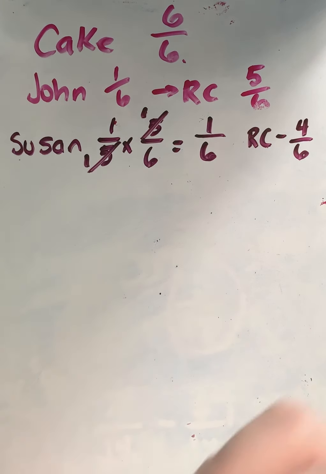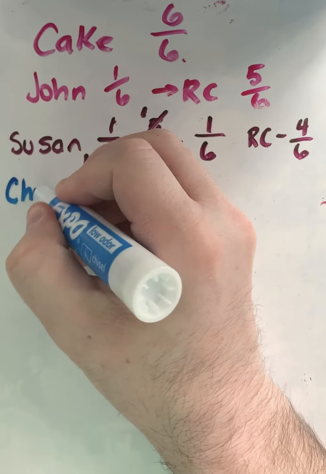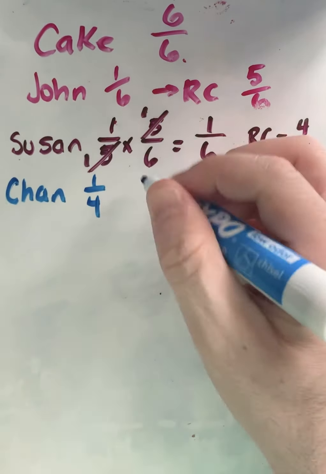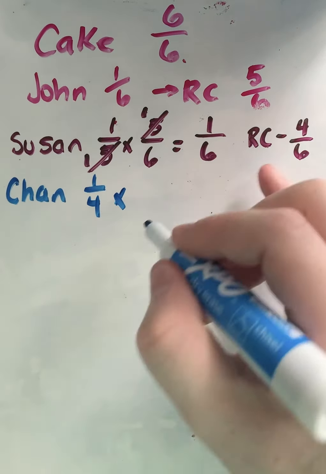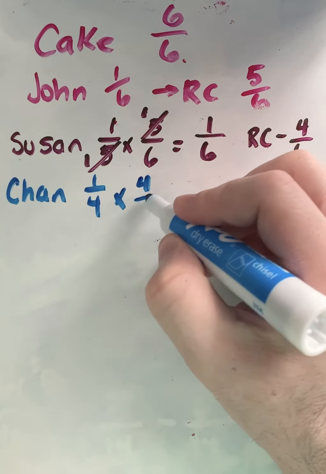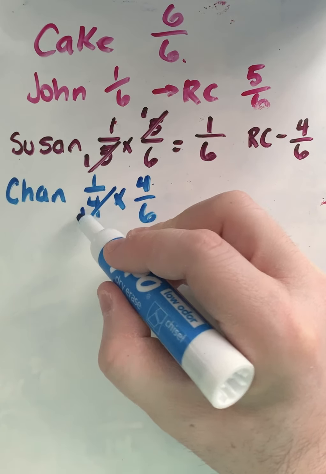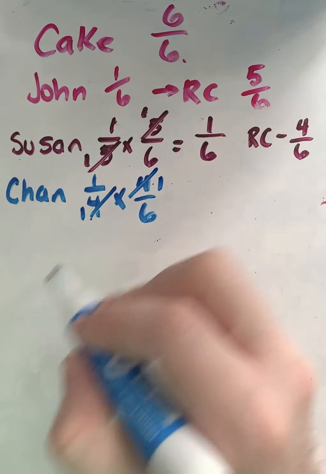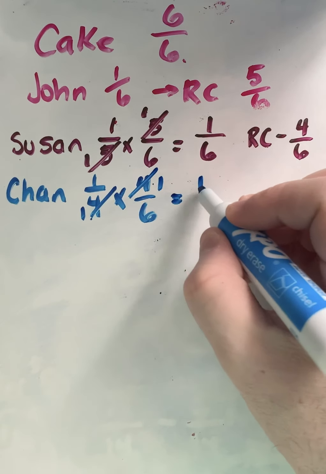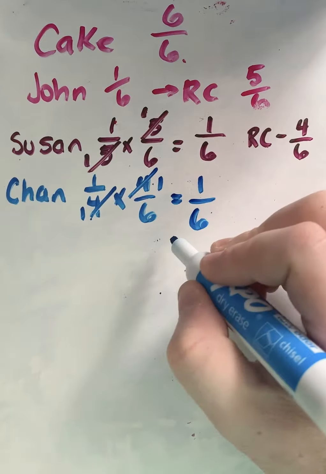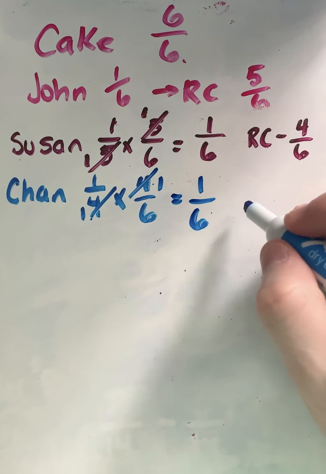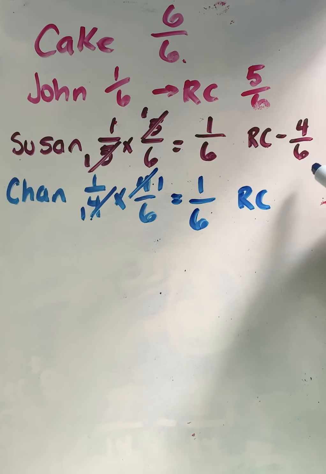And then Miss Chan apparently came and she ate 1/4. So Chan ate 1/4 of the remaining cake. Well, what's remaining? 4/6. Oh, I see something. I can take out this 4 and this 4. So I'm going to take that out. 1 times 1 is 1. 1 times 6 is 6. So Chan ate 1/6 of the remaining cake. So what's left after that? I take 1 away from this. 3/6.